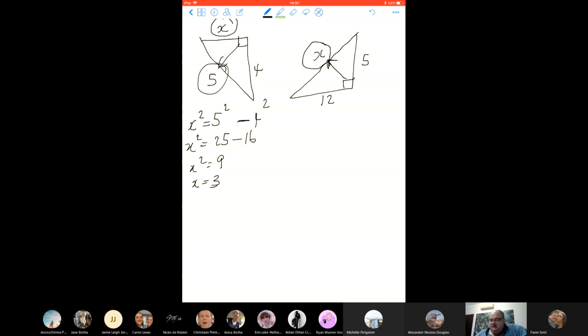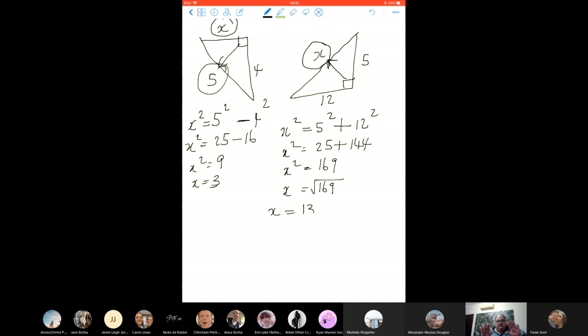The longest side is always opposite the 90-degree angle. So I'm going to have to add to get it, because it's the long side. So x squared is equal to 5 squared plus 12 squared. So I get x squared is equal to 25 plus 144, and that means x squared is equal to 169. Then x will be equal to the square root of 169, which is equal to 13.